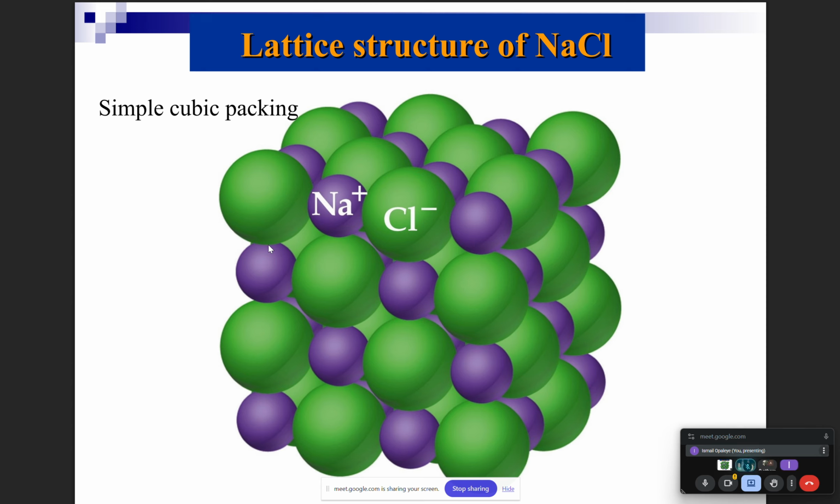Yes, sir. Okay. And then here you have the lattice structure of sodium chloride. You have the sodium in these purple balls here, Na+, and you have the chlorine in this green structure, Cl-. So this is the structure of sodium chloride. You can see this large, giant lattice structure, and they are held together by this bonding that we're talking about, the ionic bonding.